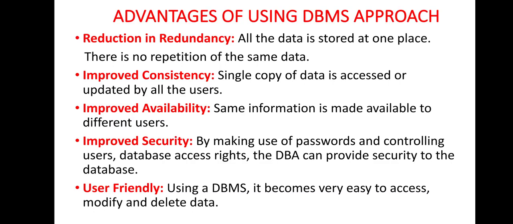The second point is improved consistency. A single copy of data is accessed or updated by all the users. The second point in the database definition, we have seen, inconsistency is the term that we understood. Inconsistency is nothing but the same thing kept in different locations in different forms. So a lot of confusion will come. That is called inconsistency. Now improved consistency means a single copy of the data is accessed or updated by all the users.